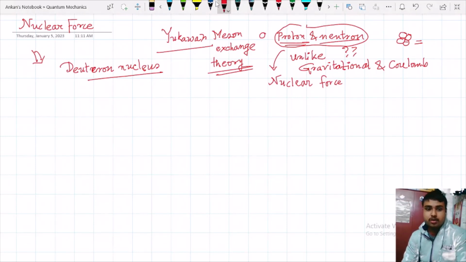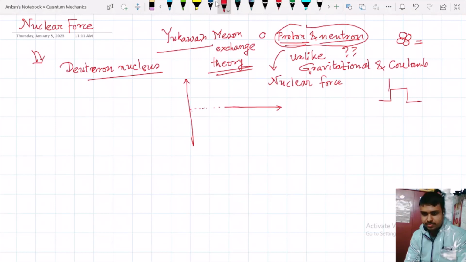Now, for the study of the nuclear force for the deuteron, the potential that was assumed was a finite square well. It has already been shown in the quantum mechanics lecture that a finite square well potential exists. That in a certain space there is some potential, say V naught, and outside that space the potential is zero. So here the potential was considered to be negative up to a certain region, say b, and beyond that region the potential was zero.